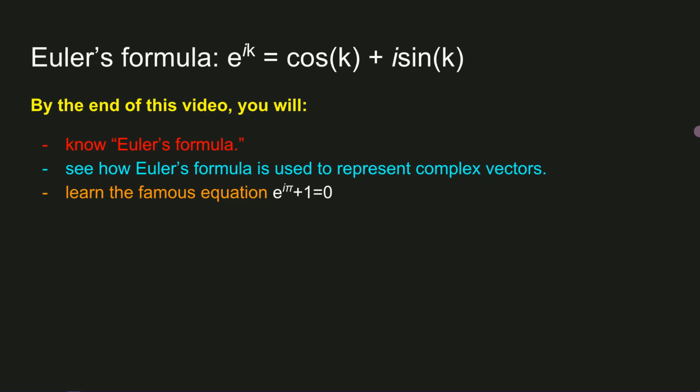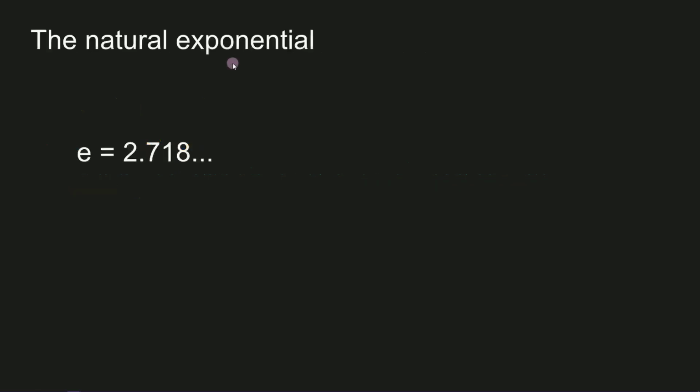Simply put, Euler's formula states that e to the ik equals cosine k plus i sine k for any real number k. The e here is the natural exponential, which is the number 2.718 and so on. It goes on and on forever. It's an irrational number, so it has no pattern with it. This is a famous constant in mathematics, and it pops up all over the place. In trigonometry, complex analysis, differential equations, simulations, biology, even in finance, you'll find this constant e.